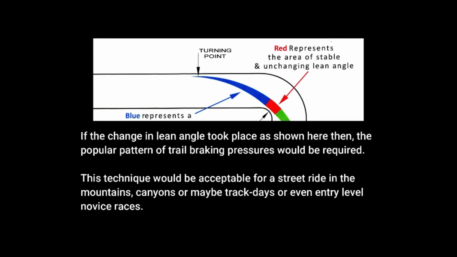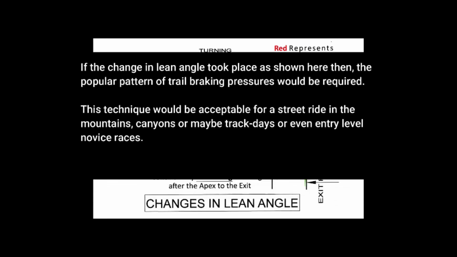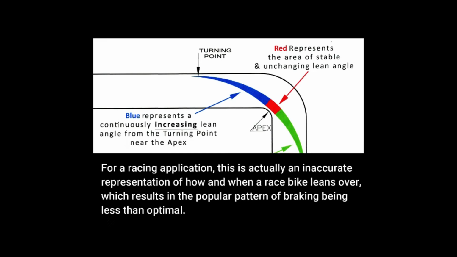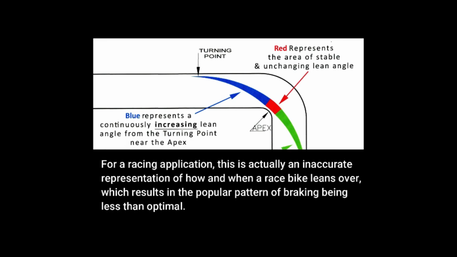This pattern does work, and it would be acceptable for street riding, or maybe up in the canyons in the mountains, or maybe a track day or two, or even maybe some early entry-level races. For a true racing application, this actually is an incorrect representation of how and when a race bike leans over. This would then result in the popular pattern of braking being a little less than optimal.